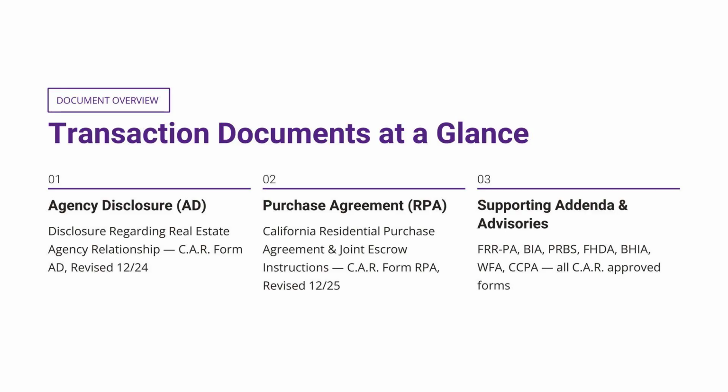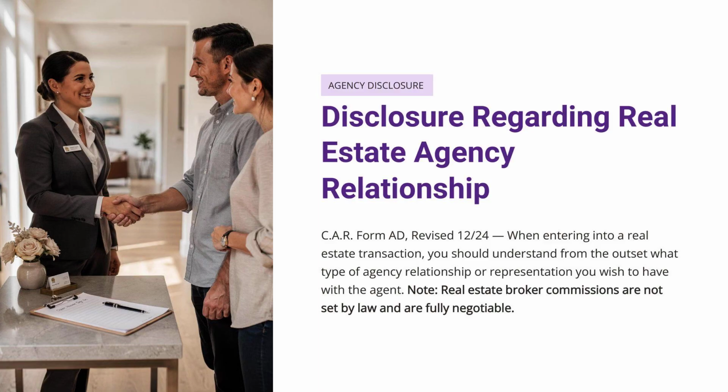Let's begin by outlining the core documents involved in a real estate transaction. We'll cover the agency disclosure, the foundational California Residential Purchase Agreement, and various critical supporting addenda and advisories. Understanding how these forms interrelate is crucial for a smooth and compliant transaction process, ensuring all parties are properly informed and protected. Our initial step in any transaction is to clarify the agency relationship. It's vital that clients understand the different types of representation available from the outset, allowing them to make informed decisions about their engagement with you.